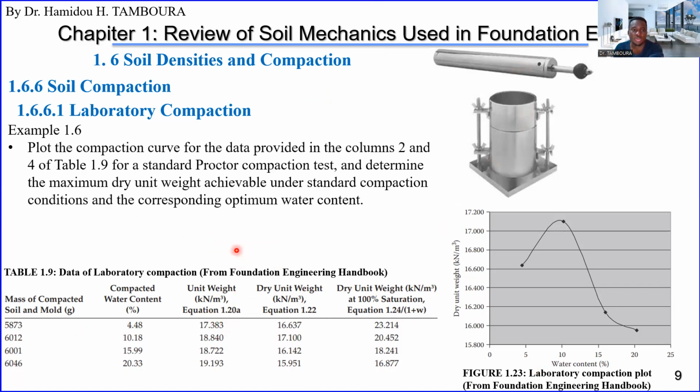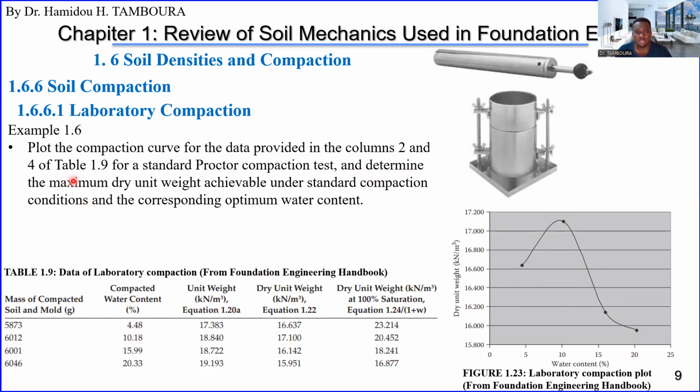Here is an example. Plot the compaction curve for the data provided in column 2 and 4: water content and dry unit weight. Actually, this is already plotted here, so you don't need to do it, but you can try. You will obtain a curve with this shape.